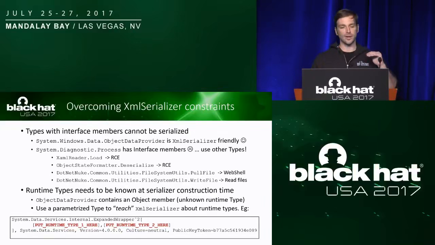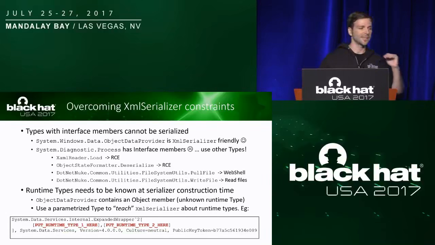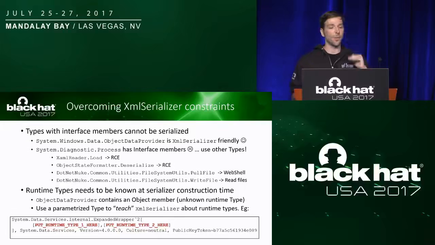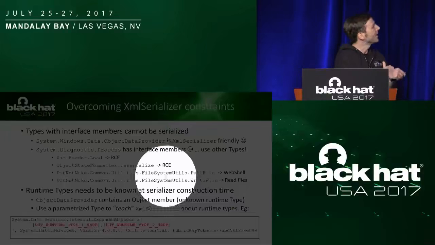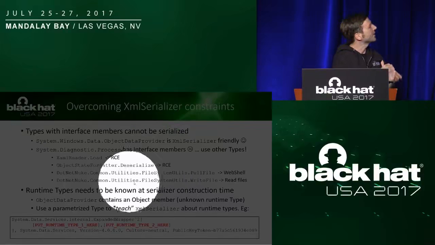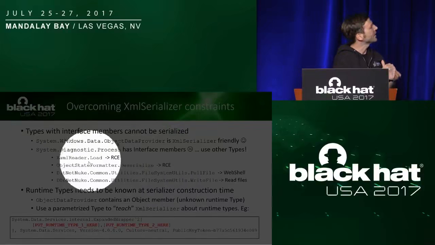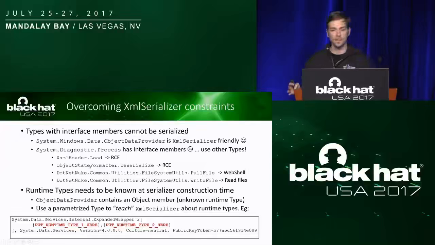Now, when XmlSerializer builds one of these whitelists that we talked about before at construction time, it will see that the ObjectDataProvider contains a System.Object property. So it will include System.Object in the whitelist, but at runtime, we will be providing something else. We will be providing the XamlReader, or maybe the FileSystemUtils, or maybe this ObjectStateFormatter, something else, right?